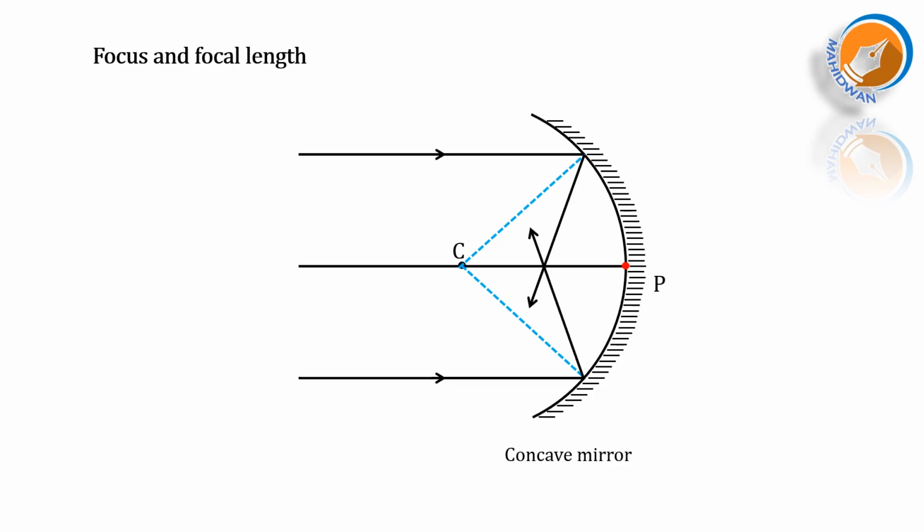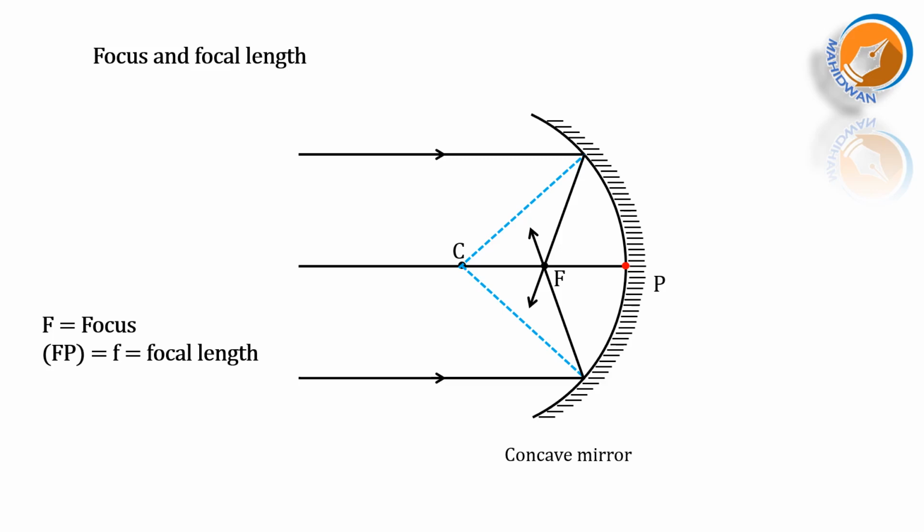These two rays meet at a point, and this point is called the principal focus, or simply focus. The rays are actually meeting, hence we can also call it a real focus. This point is denoted by capital F, and the distance from the pole to the focus is called the focal length, denoted by small f. So small f stands for focal length, that is the distance FP or PF, and if you measure this, it will be approximately 2 centimeters.